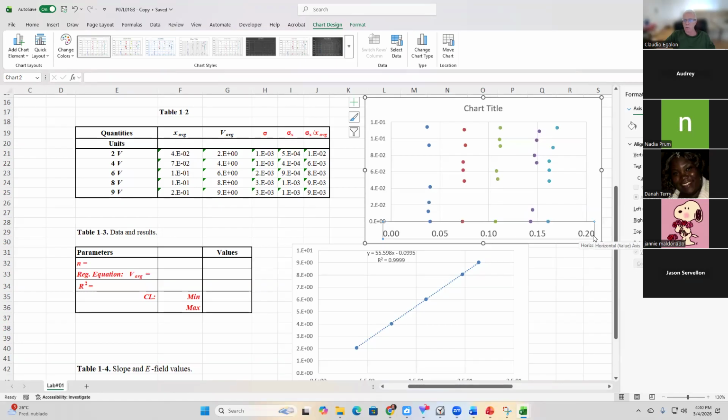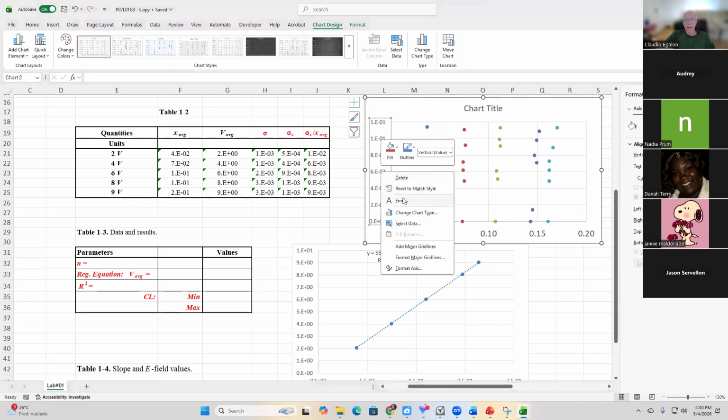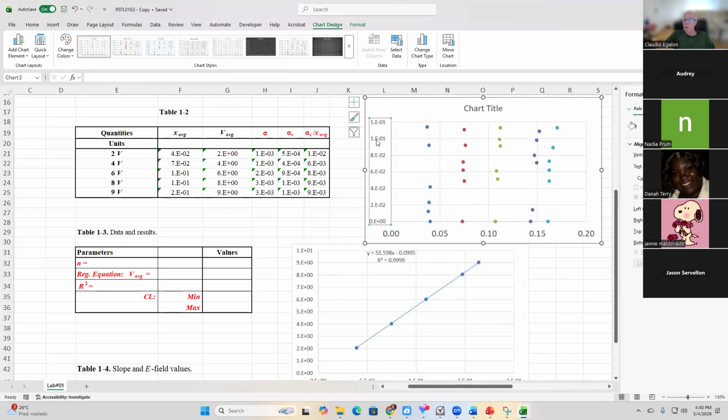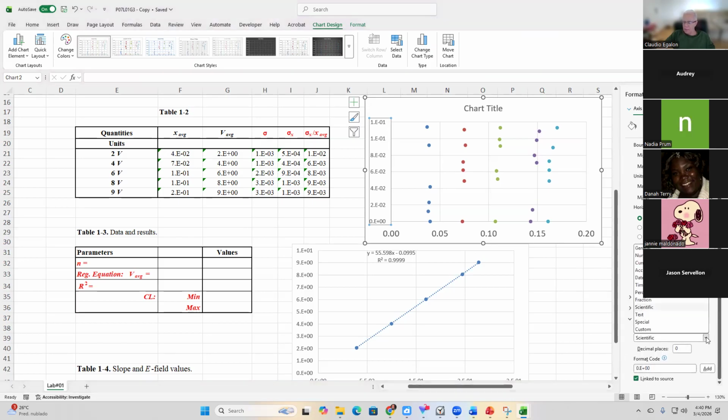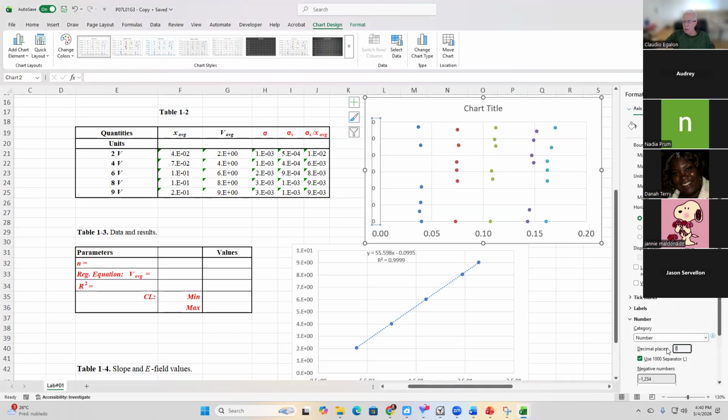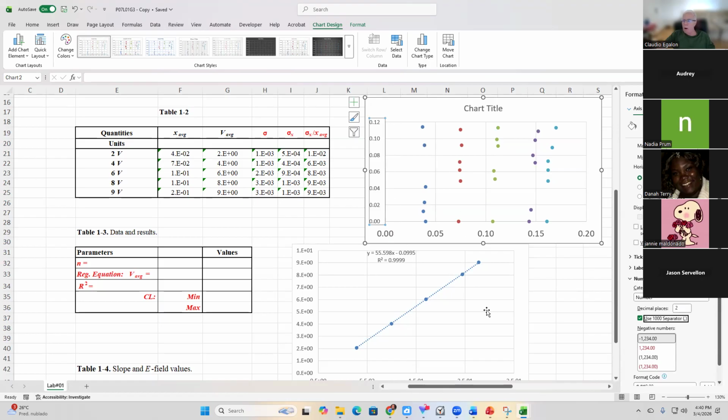Exposition from 0 to 0.2 meters, not centimeters, but let's say from 0 to 20 centimeters, right? You do the same right in here. Click, right click. Now let's see, double click. You gotta double click it. Go here in the axis options. You want number. And then instead of scientific, you select number, 2 decimal places. Right? We have 2 decimal places now.